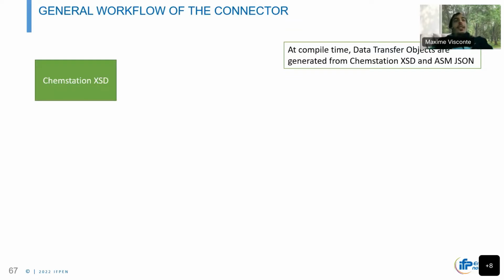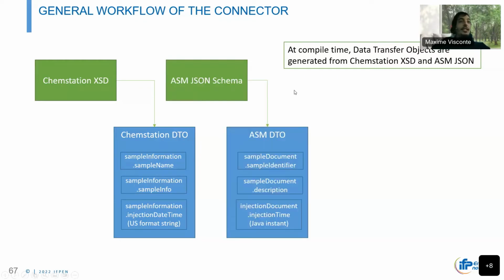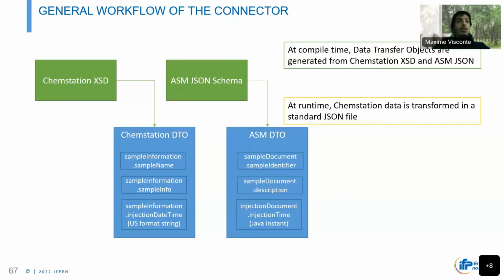We start from the ChemStation XSD. So our first proof of concept was done with ChemStation. From the ChemStation XSD files, which define what a ChemStation result looks like, we create a data transfer object in Java. We take the JSON schema and we create the same thing, a data transfer object, where we take the structure of the files and create Java classes with the exact same document.